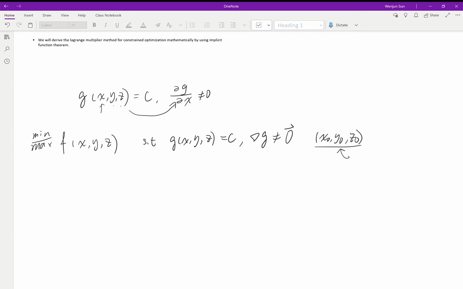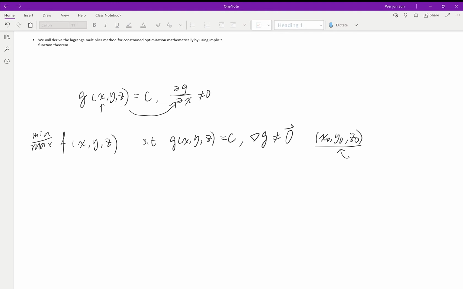So just bear in mind that when I say the gradient is not equal to 0, I mean the gradient at this specific point is not equal to 0, not in general, right? So the gradient of g is not 0 at this specific point.